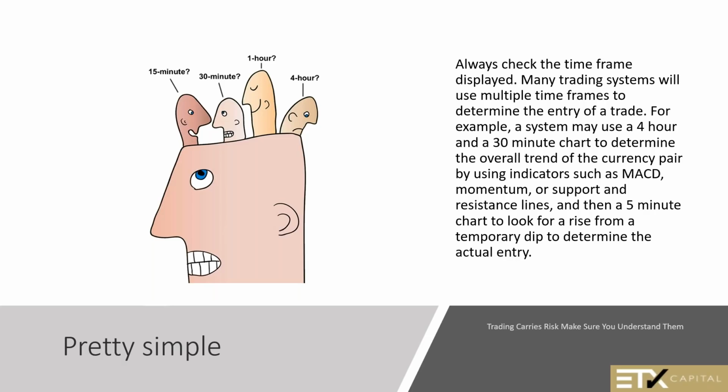But there's a couple things you need to know about time frames. Many trading systems will use multiple time frames to determine an entry for trade. For example, a system may use a 4-hour and a 30-minute chart to determine an overall trend for a currency pair by using indicators such as MACD and support and resistance. And then they'll use a 5-minute chart to look for a rise or a simple temporary dip to determine an actual entry point.